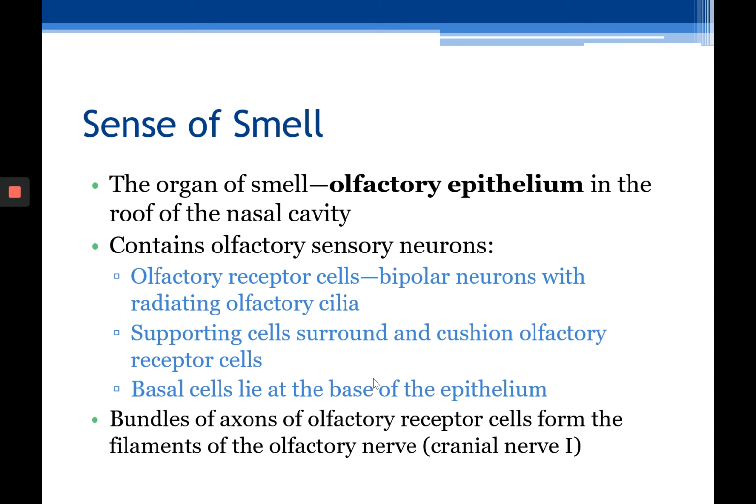Basal cells would be closer to the basement of this membrane, which is further away from the roof of the mouth that you'd be able to see. So these basal cells lie at the base of this olfactory epithelium, and they're kind of like stem cells. They'll help regenerate the receptor cells if needed. We're most interested in the olfactory receptor cells, which are bipolar neurons, and they have radiating olfactory cilia. And it's these mucus-covered radiating olfactory cilia that pick up on the chemicals dissolved in fluid. Then there's bundles of axons of olfactory receptor cells that form the olfactory nerve, or the cranial nerve, and we'll look at them and how they synapse with the olfactory receptor cells.